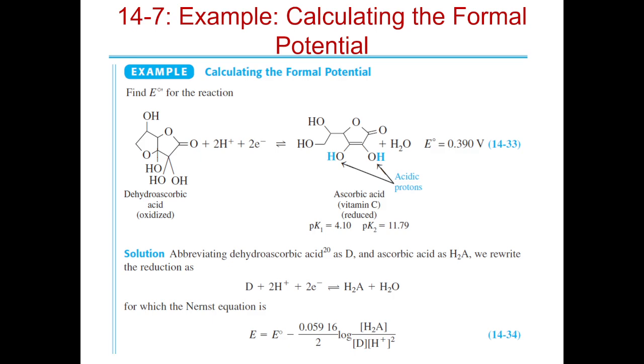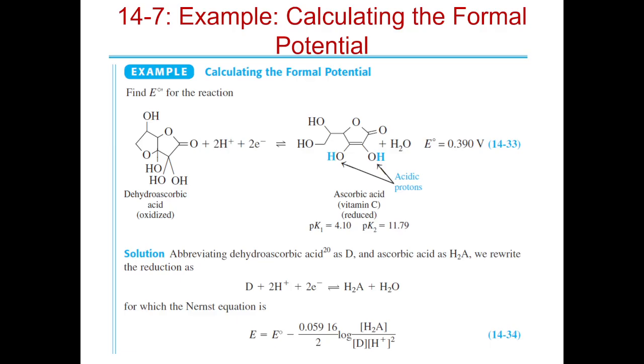So let's find E naught prime for this reaction. Here we have dihydroascorbic acid. This is the oxidized form. This right here would be the reduced form. This is typically called vitamin C. So we have vitamin C, yay. When vitamin C takes on 2 H pluses and 2 electrons, this will be the reduced form. That has an E naught value of 0.390 volts.